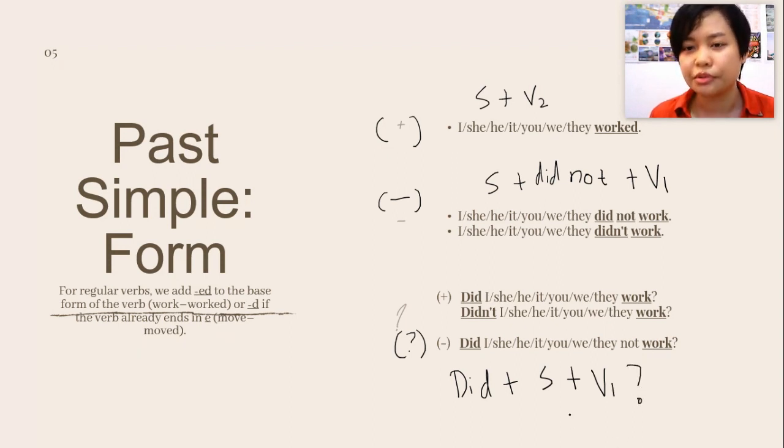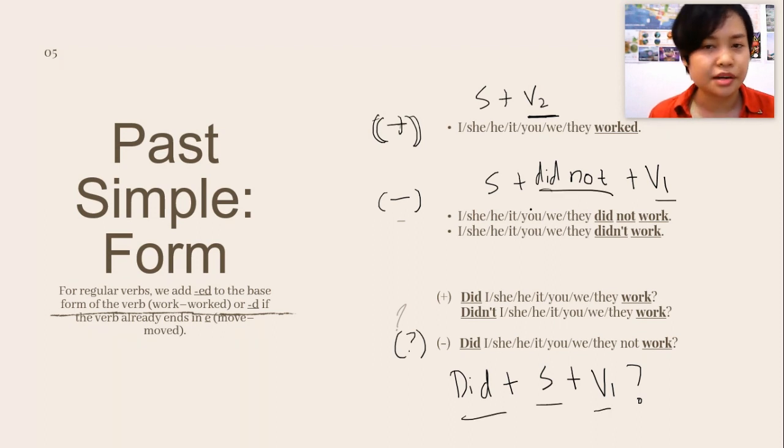So whatever you do, you need to remember that only in affirmative sentence or positive sentence, okay, you use the verb in past form. Let's talk about the verb in past form. For regular verbs, we simply add ed to the base form of the verb.